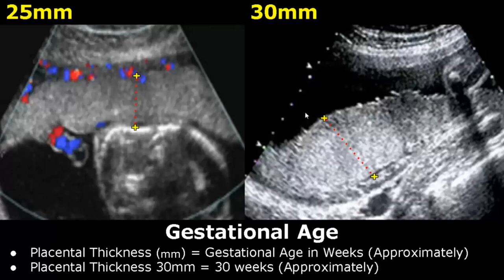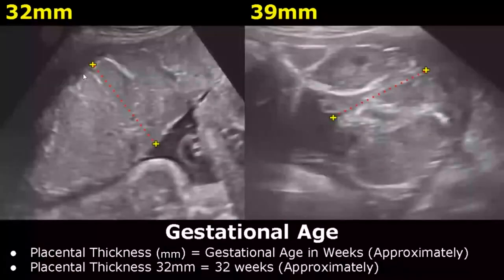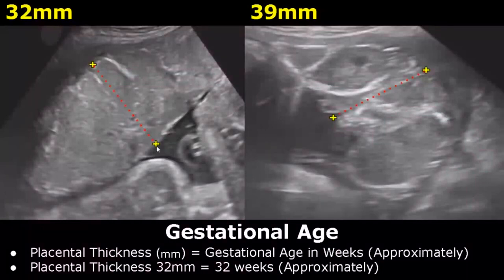Here we can see the placenta is thick. The thickness is 32 millimeters, which corresponds to 32 weeks gestational age approximately. And finally, this placental thickness is 39 millimeters and it corresponds to 39 weeks gestational age approximately.